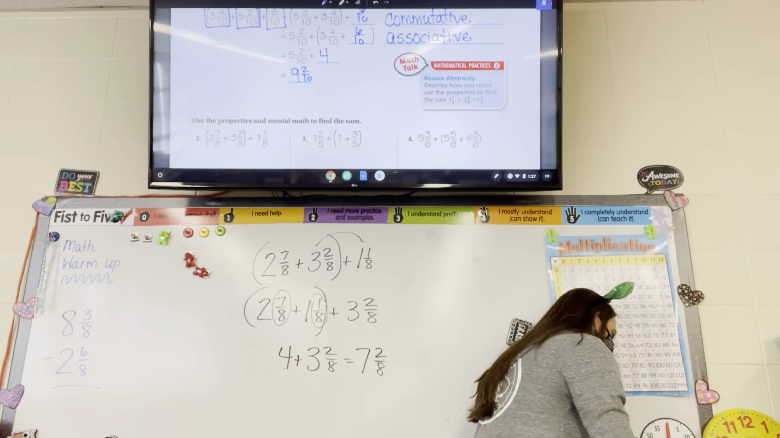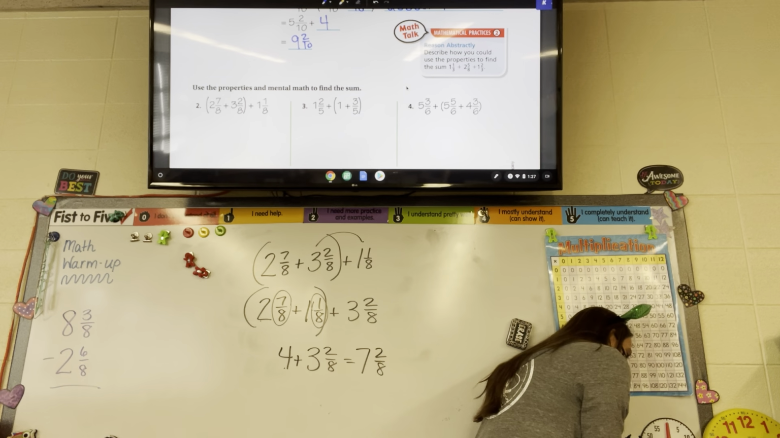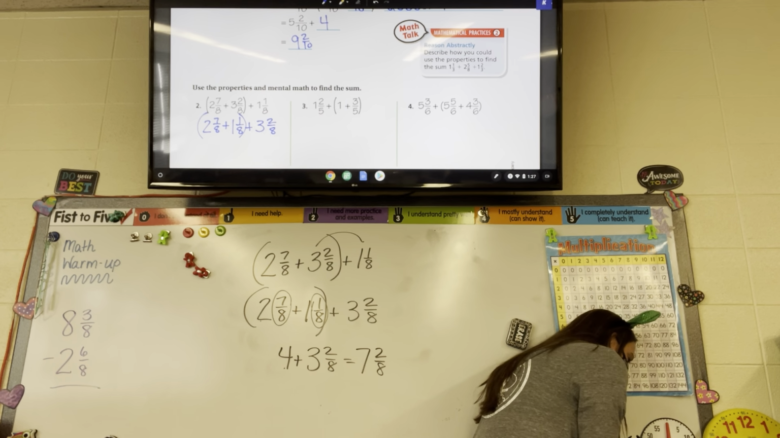So on this problem, this is how you should write it down. We switched the terms around. We did 2 7/8 first. Then we added 1 1/8. And then the last one was 3 2/8. We put our parentheses around the first 2, which added up to be 4. Then we added on our last term, and that got us to 7 2/8.